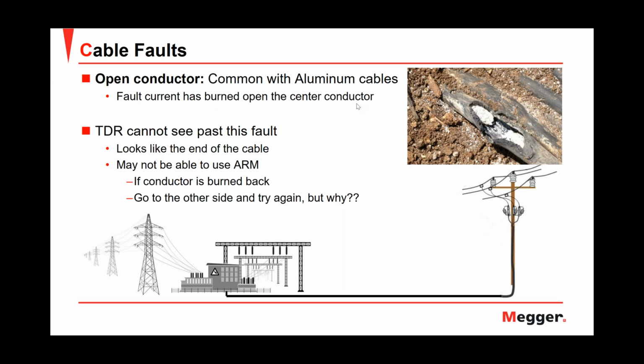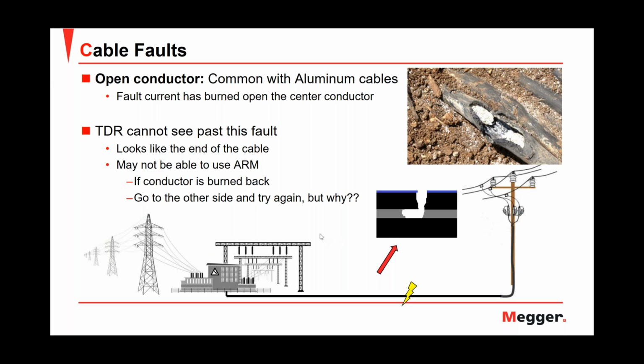But why? What difference does it make in an open conductor fault to do the fault location from one side or the other of my cable? I will explain this with this picture. We have the substation, we have an underground cable that goes to a riser pole, and let's say this is a cable with aluminum conductor, and the fault is an open conductor fault. From the side of the substation, the source, the energy will burn back my conductor.